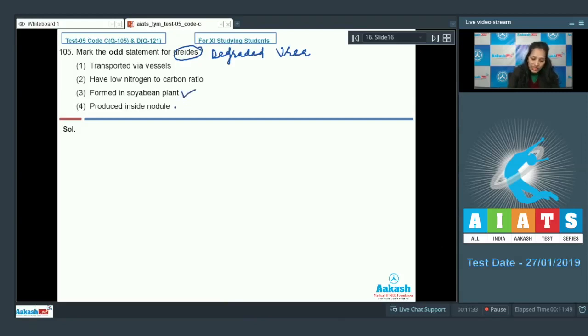Soybean plant, true. It is produced inside the nodule, true. It is transported via vessels, it is also true. It has low nitrogen to carbon ratio, no. It has high nitrogen to carbon ratio. It contains more nitrogen. So the correct option for the given question is option number 2. Let's move on to the next question.